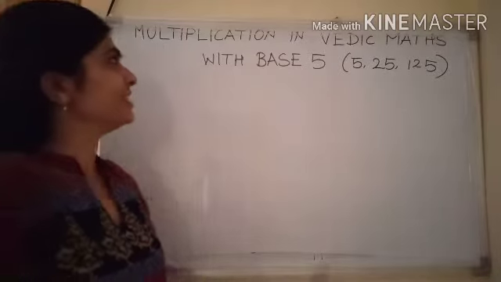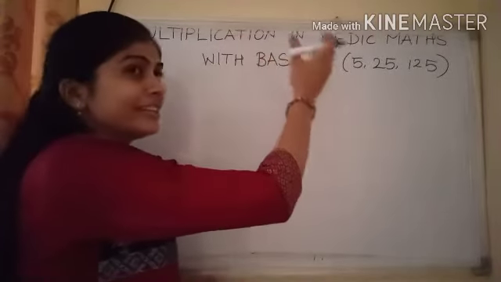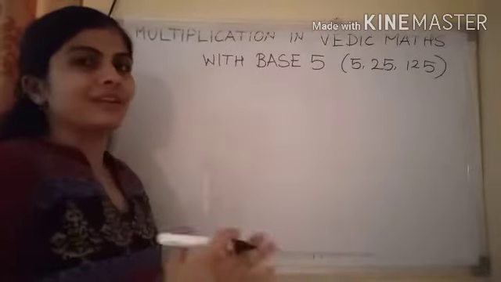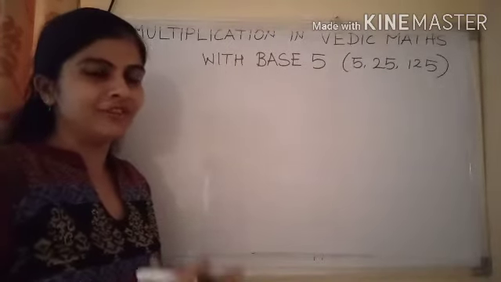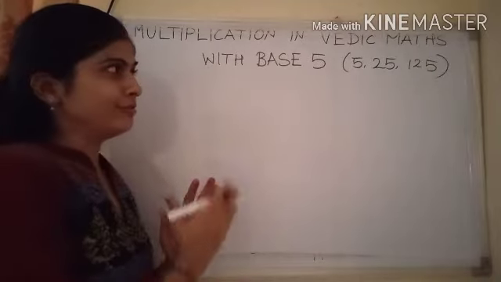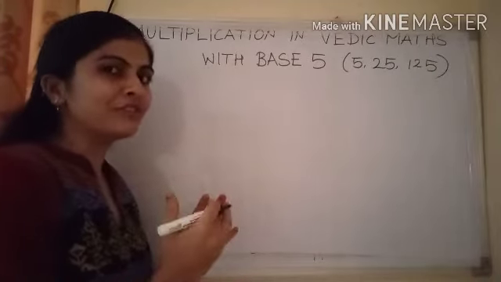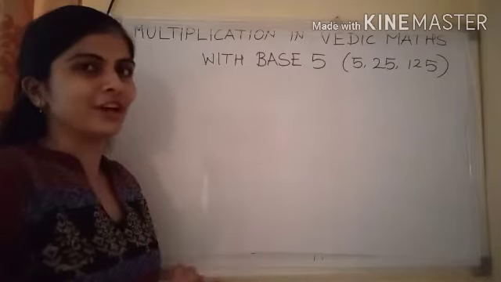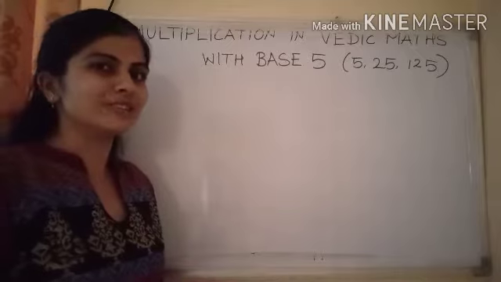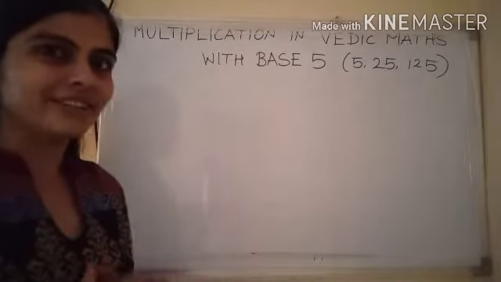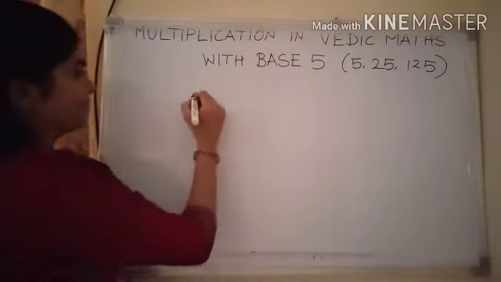Our today's session is multiplication in Vedic maths with base 5. It means whenever we need to multiply any number with 5, 25 or 125 and so on, then how we can solve it, that we are going to discuss in this session. So let's start with the basic rules.